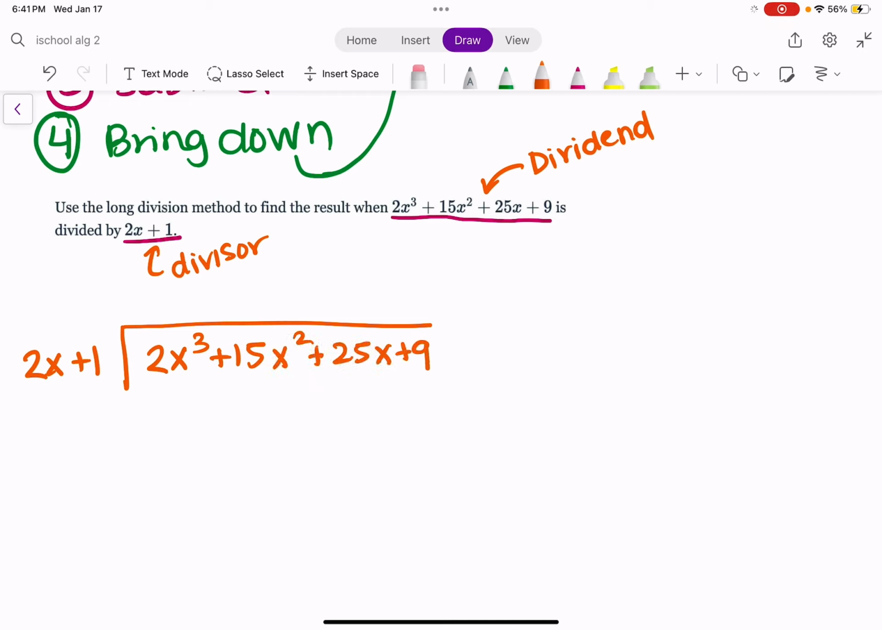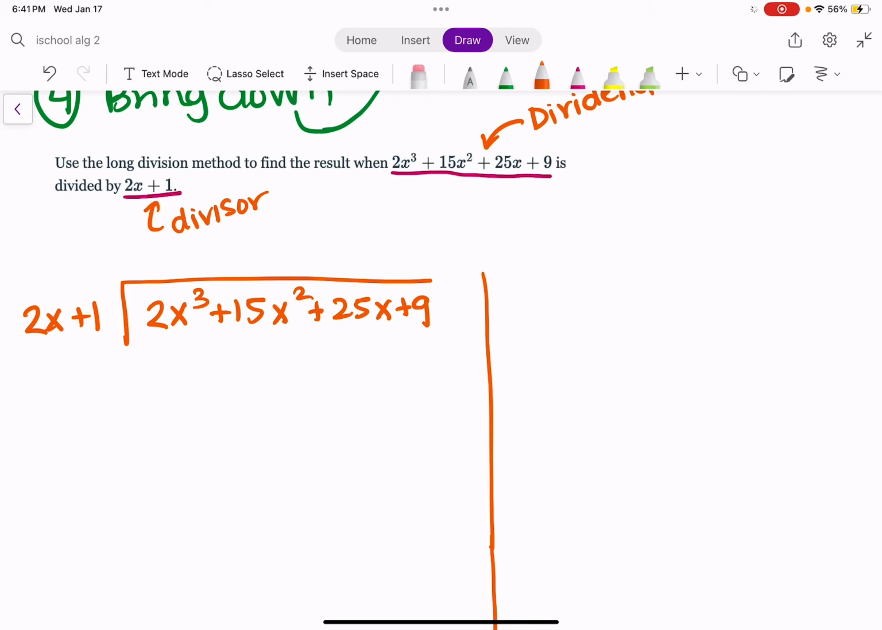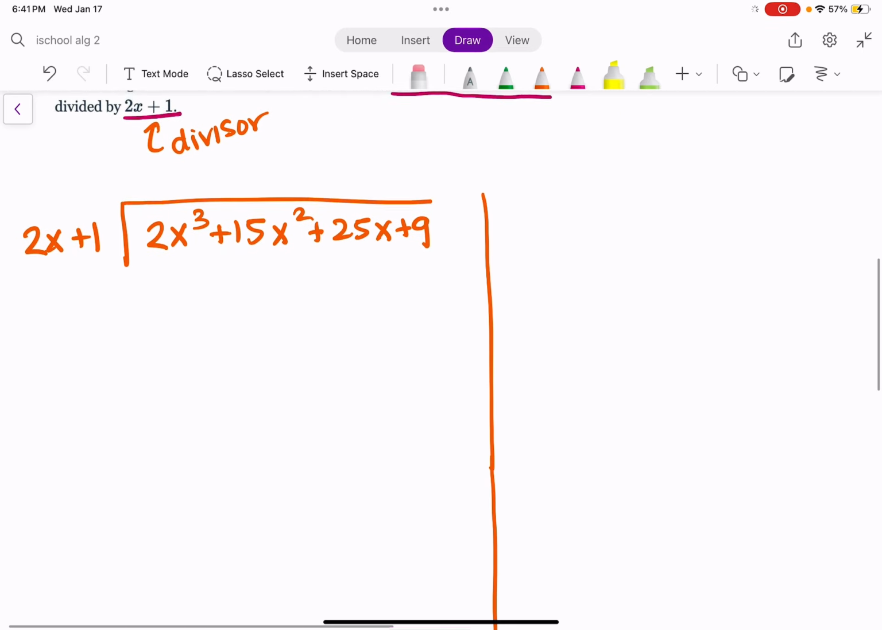Now, what I want you to do is draw a line down here because we're going to show our work on the right side and try to keep our problem as neat as possible. So our first step is divide, right? And what we mean by that is you're going to take the first thing in the dividend, the first thing on the inside, and divide it by the first thing on the outside.